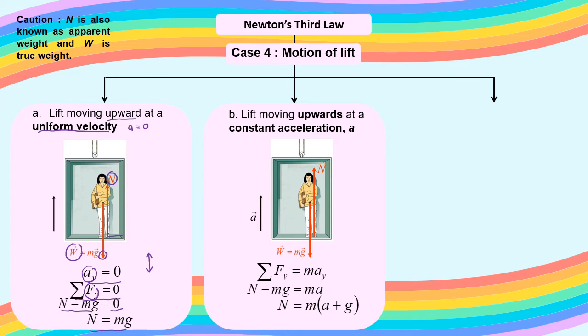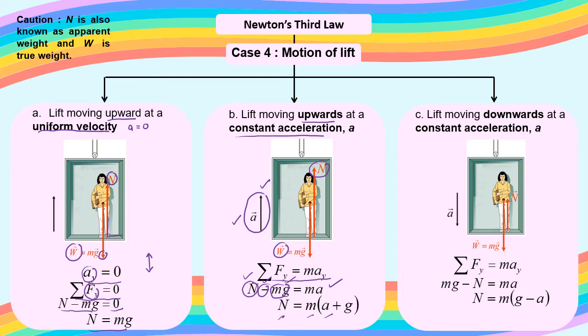The next case is when the lift moves upward at a constant acceleration. You put the direction of the motion upward. So total Fy equals may. The normal force is in the same direction as the acceleration, so the normal force is positive. W is opposite to the acceleration, so we put negative mg. It becomes N minus mg equals ma. So the equation becomes N equals m times (a plus g).